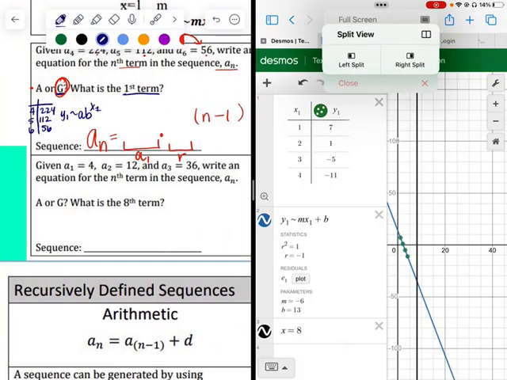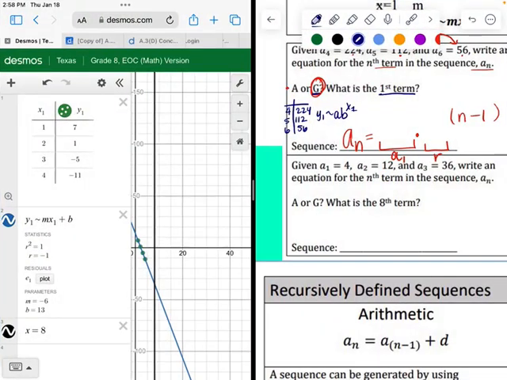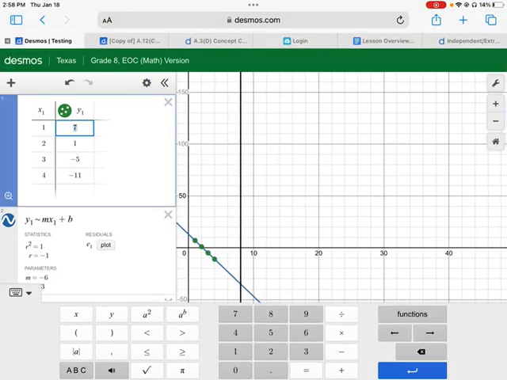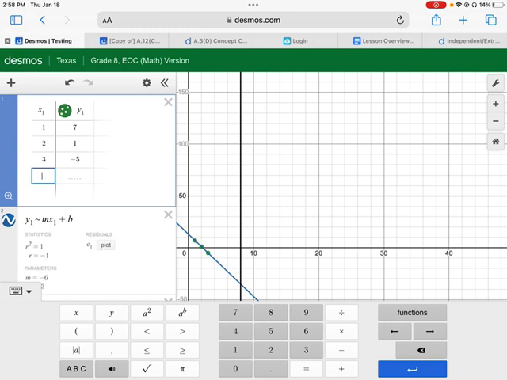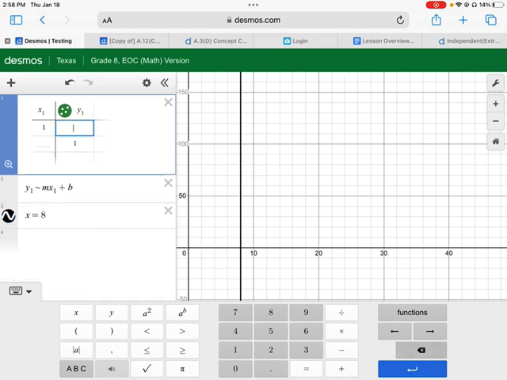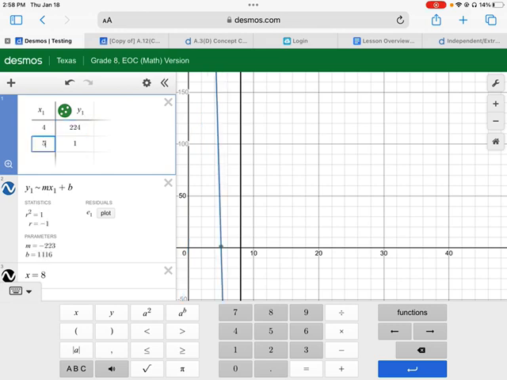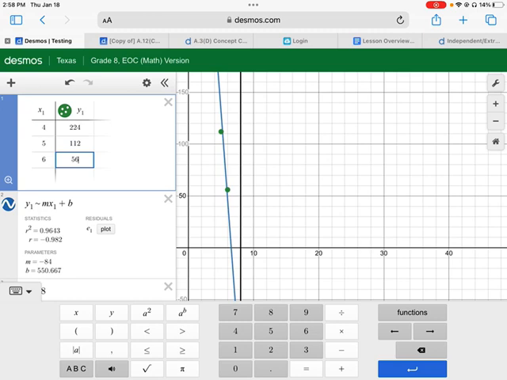Let me put this on the right screen. Hopefully this shows up. You know what? I'm just going to make it big for now. Okay. So I've got 4, 224, 5, 112, and 6, 56.